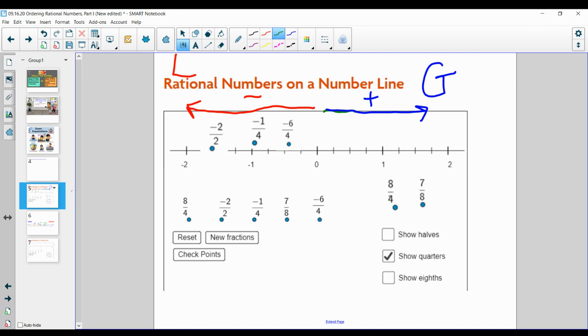How do you say this as a division problem? 8 divided by 4 groups. That's 2. So 8 divided by 4 is 2. So we're going to put this right here above the 2.